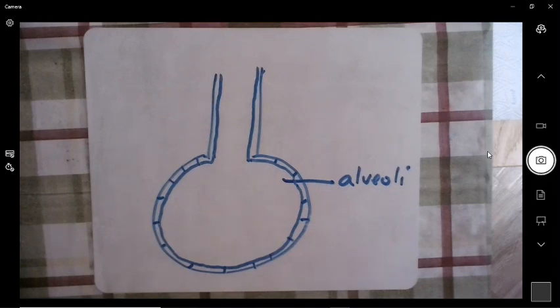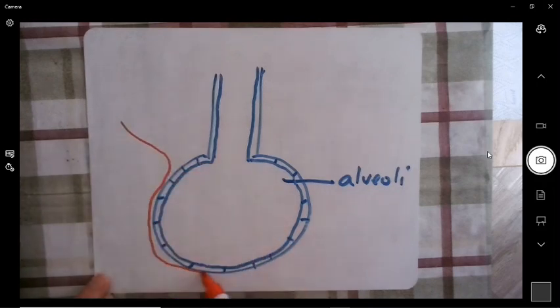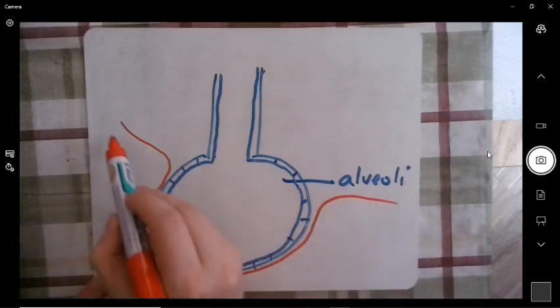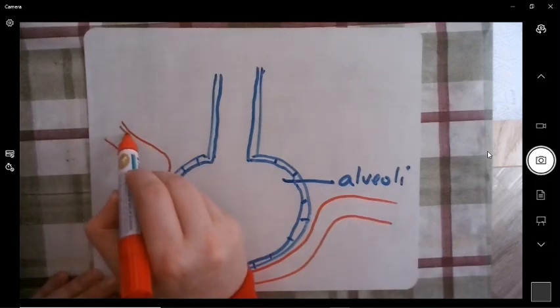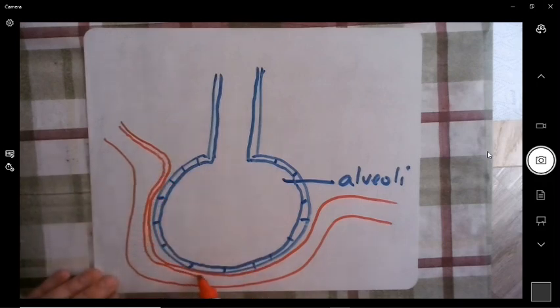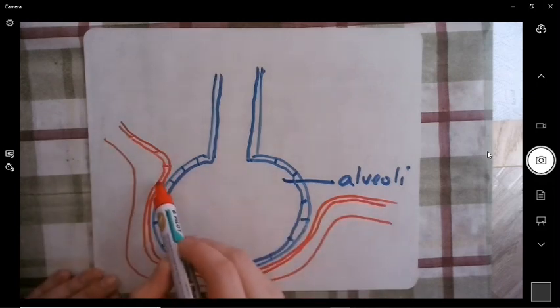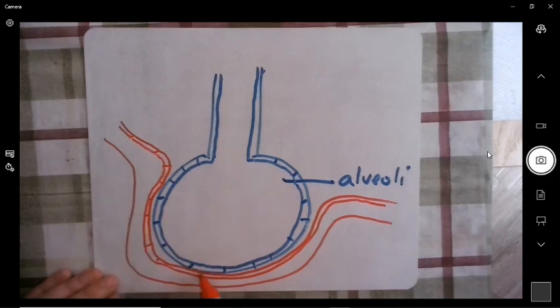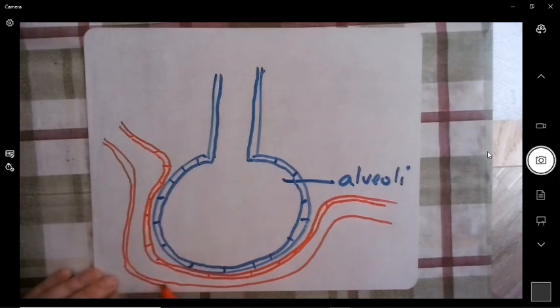I also want to draw a blood vessel, a capillary. So I'm drawing it right next to the alveoli. Now capillaries as well, by the way, their outside wall is a layer of cells. Again, I'm very deliberately drawing this as thin as I can. Layer of cells. Same for this side. Layer of cells.